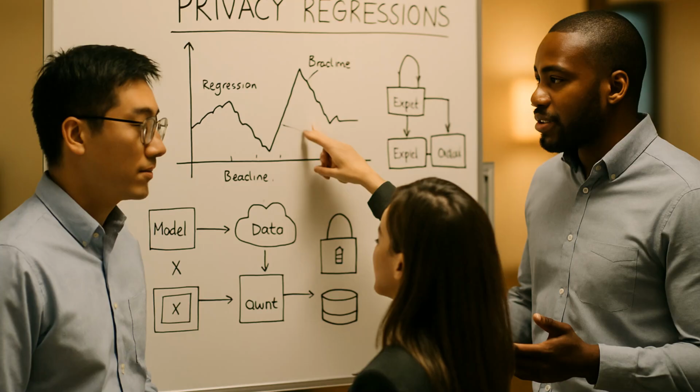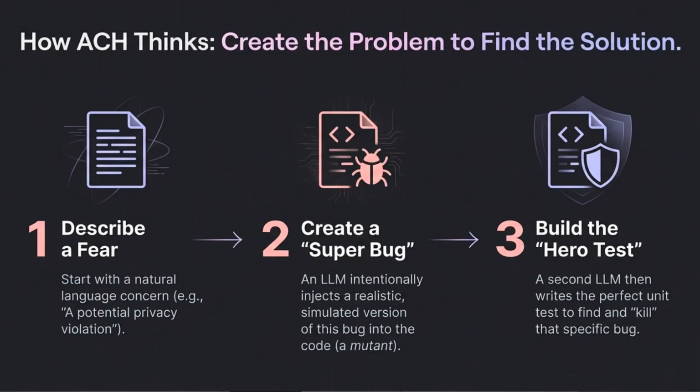Now, mutation testing is nothing new. Traditionally, tools generate thousands of small, rule-based mutants, and that creates two problems. First, too many mutants to manage, of course, and many of them aren't realistic or even relevant. ACH flips this approach. It generates fewer, highly targeted mutants, guided by real organizational concerns, especially around things like privacy regressions. And crucially, engineers never review the mutants. They only review the tests, just like any other code change.